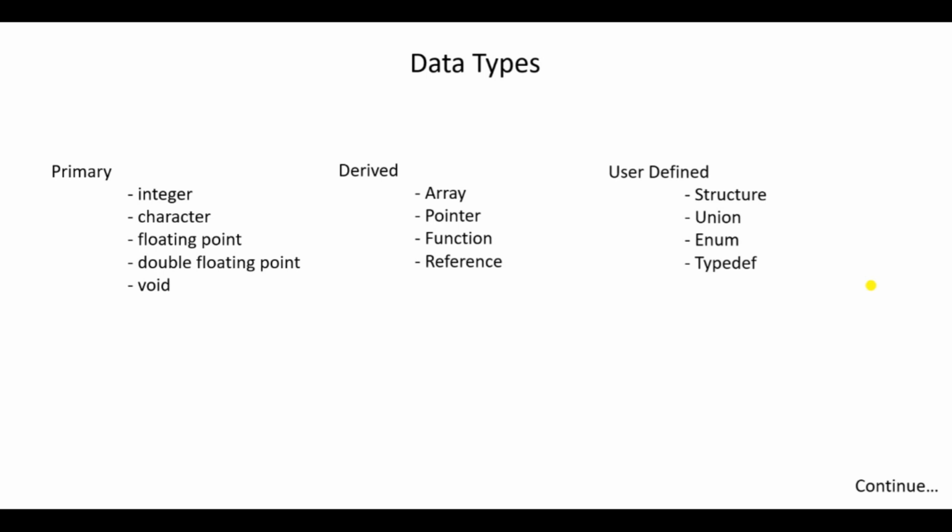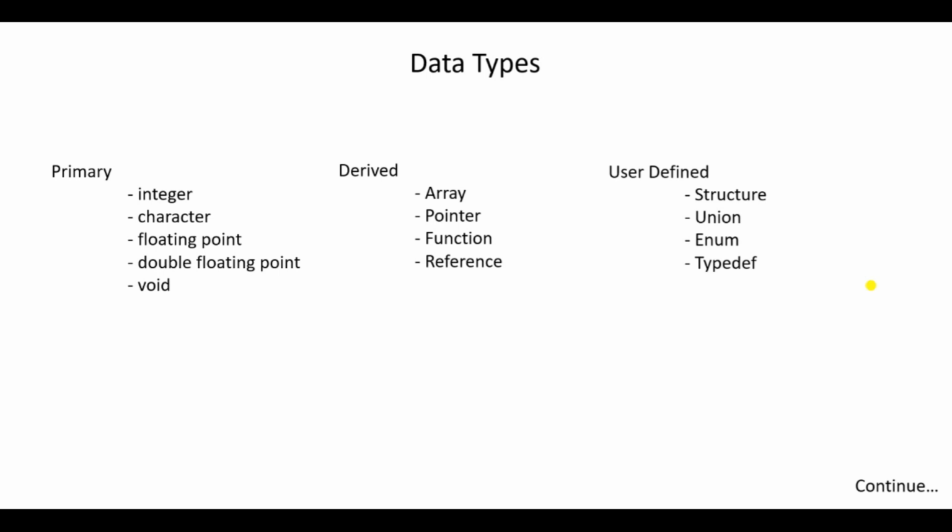The third type is enum. Enum is kind of your integer constant. So you can define the constant in a more meaningful way.